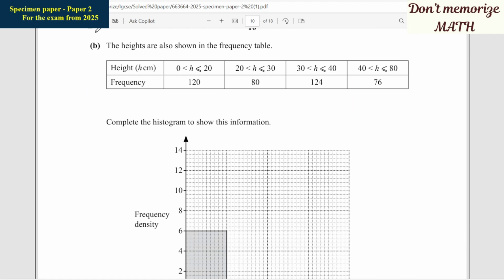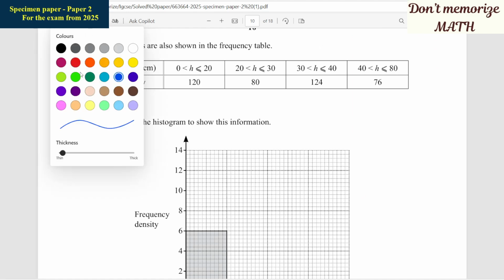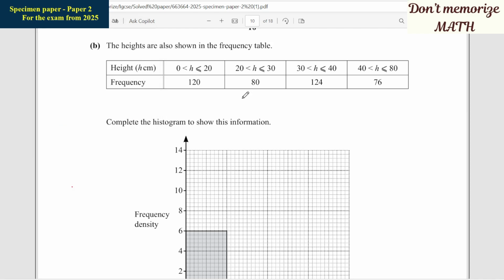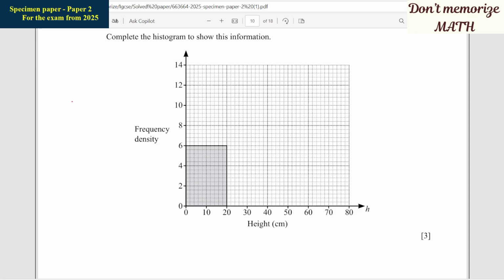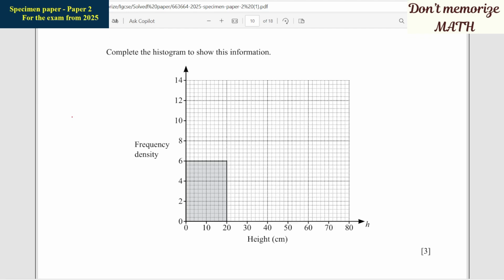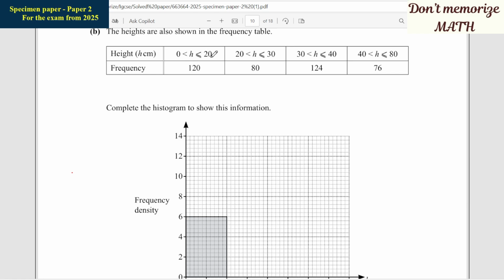The heights are also shown in the frequency table. Okay, you can see a table is given here. Then complete the histogram to show the information. So just see the histogram. In the histogram they have given frequency density and height. In the table they have already given height, but here they have given frequency. But what we need is frequency density. So by using this data we will find the frequency density.